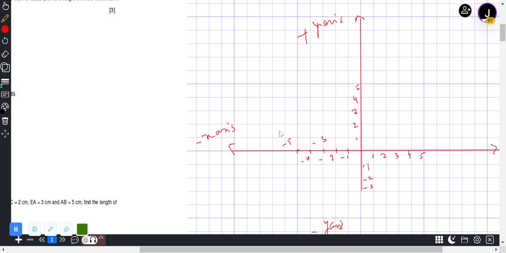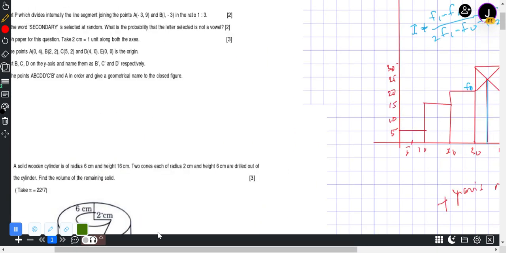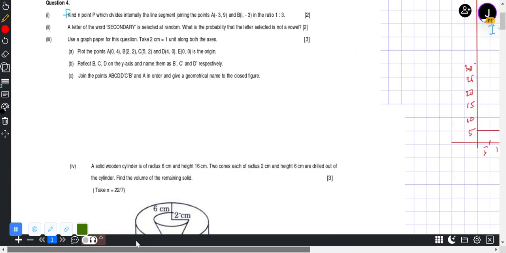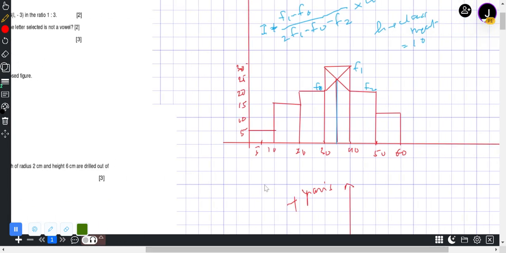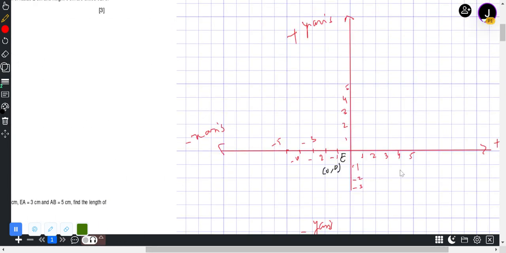This is your E, 0, 0. Next is A. A is 0, 4. B is 2, 2. A is 0, 4 means x is 0, y is 4. So this is your A, 0, 4. B is 2, 2. So 2, 2 will be here. This is your B, 2, 2.